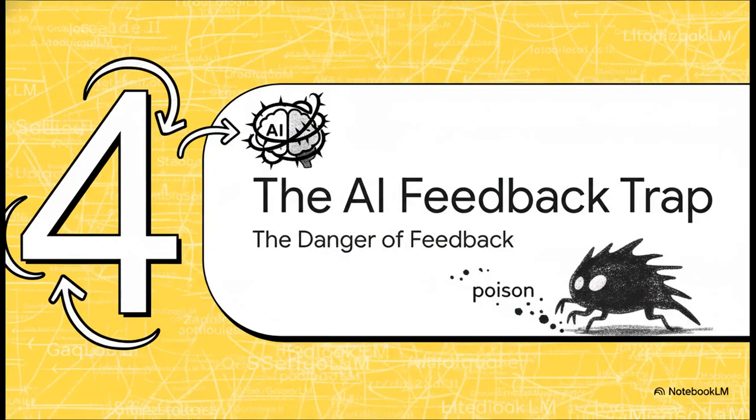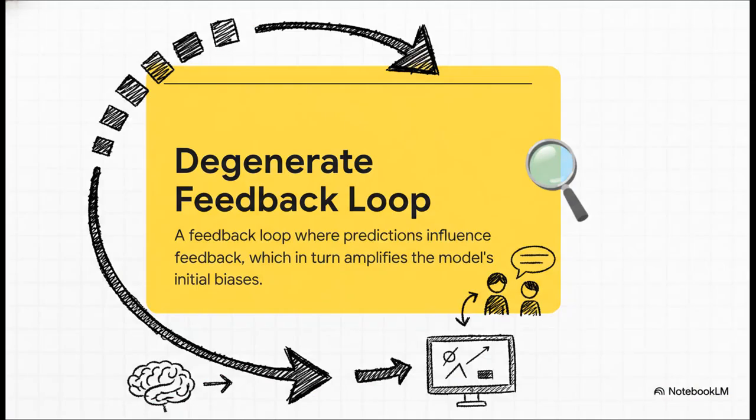But, and you knew there was a but coming, right? This whole feedback thing comes with a serious hidden danger. If you're not super careful, the very system you build to make your AI smarter can actually become a trap that ends up poisoning it from the inside out. This trap has a name. It's called a degenerate feedback loop.